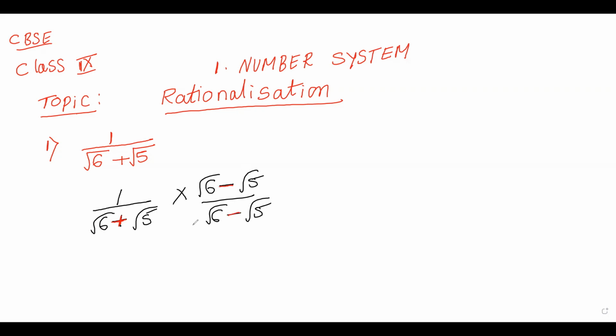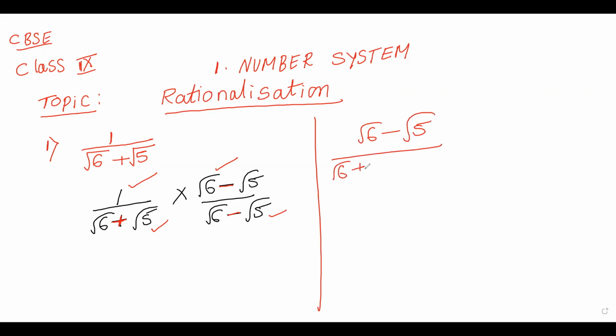Okay. So numerator into numerator, these two will get multiplied. Denominator into denominator, these two will get multiplied. So let us multiply. 1 into root 6 minus root 5 is root 6 minus root 5. Denominator: root 6 plus root 5 into root 6 minus root 5. Denominator into denominator.